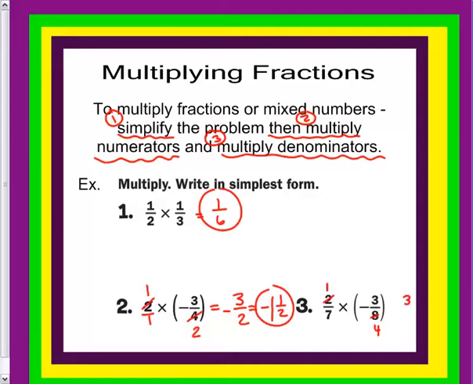1 times 3 is 3. And 7 times 4 is 28. So I get a negative 3 over 28. And make sure that you can see your negative. Look how mine actually doesn't look like it was a negative sign. So we need to make sure that we can see that.